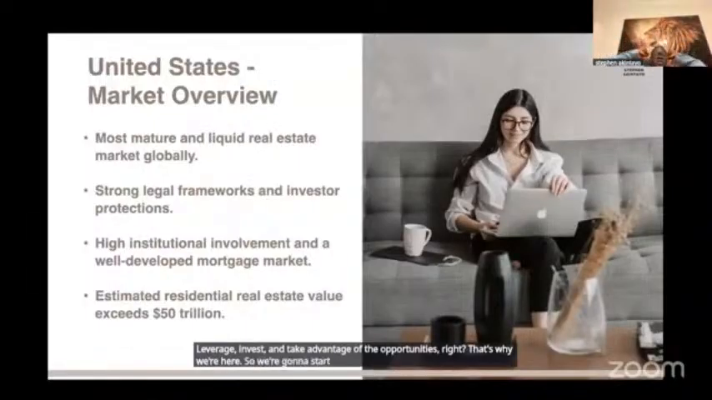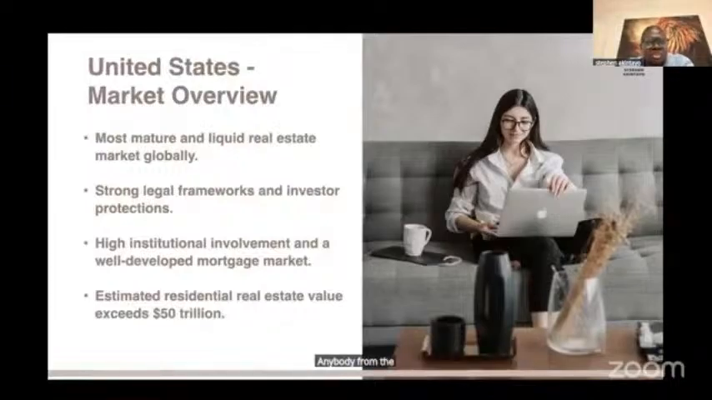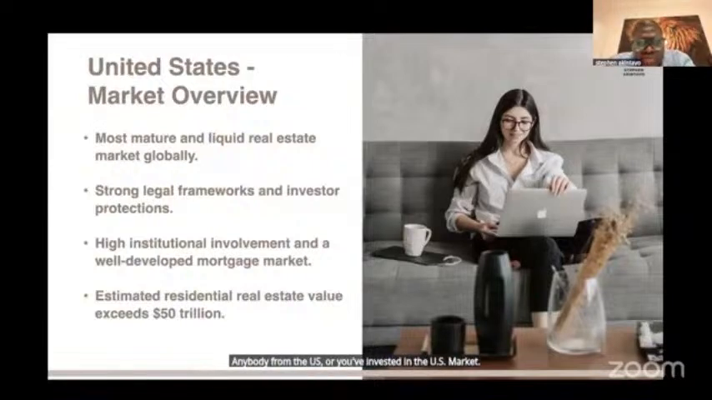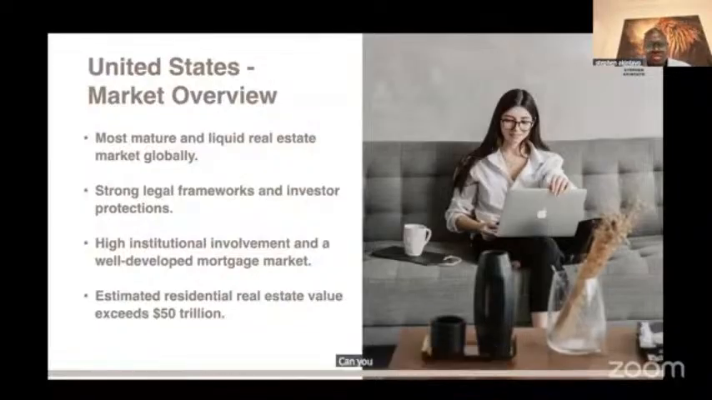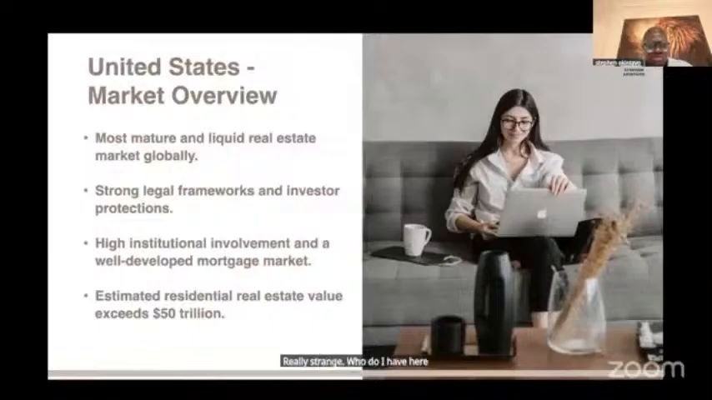So we're going to start with the US market. Now, anybody from the US here? Anybody from the US or you've invested in the US market? If you are from the US or you've invested in the US market before, can you indicate? Let me see. Anyone? Nobody. What's going on? Nobody here is from the US. Nobody here has invested in the US market. That's strange. Really strange. Who do I have here then? I'm even surprised that my Americans are not here.